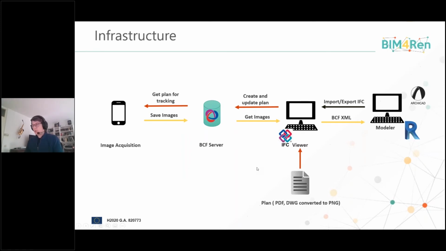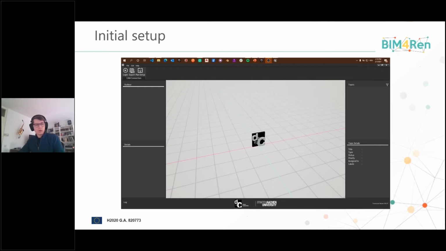And moreover, there's an IFC viewer, which is used to first of all review the images. You can later on link a BIM model to this viewer, and it's also used for the plans at the beginning, which I'm going to show you in a second, to load them into your viewer first and then scale them to the right size so you can use them in the mobile application. Yeah, and this is what I'm going to show you now.